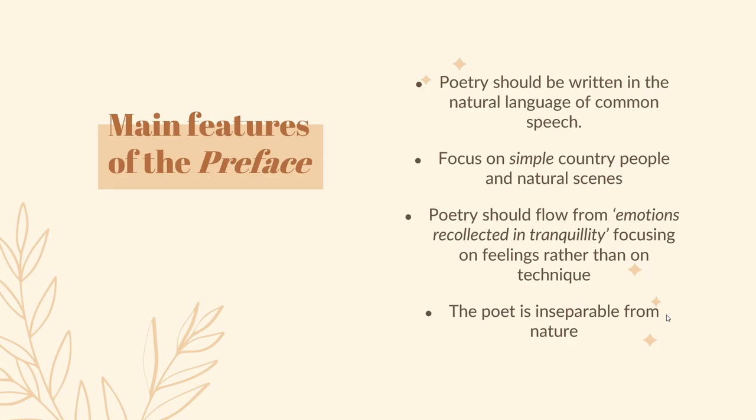So there are emotions, but the poet analyzes these emotions. They work on the emotion and they let the emotions flow through poetry, focusing on feelings rather than on technique. Okay. The poem is subject to emotions and it's not subject to the structure. It's not subject to the rhyme. It's not subject to pentameters or tetrameters. And the poet is inseparable from nature. All the poems from the first generation have a natural setting.